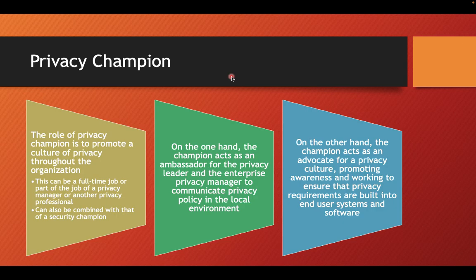Now, on one hand, the champion acts as an ambassador for the privacy leader and the enterprise privacy manager to communicate the privacy policy in the local environment. So the champion is someone working under the privacy leader, the data protection officer, chief privacy counsel or chief information security officer, who relates the privacy policies of the manager or of the officer to the people in the community.